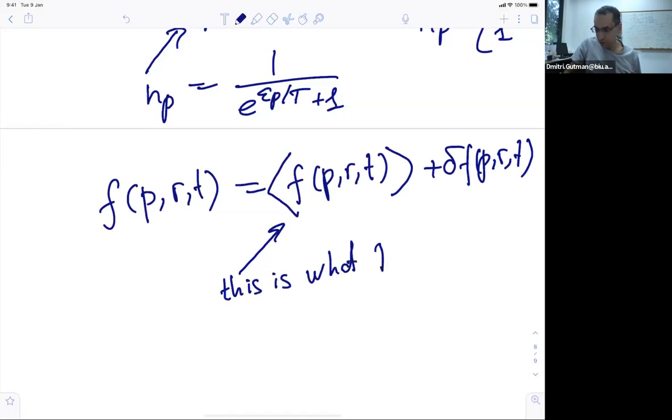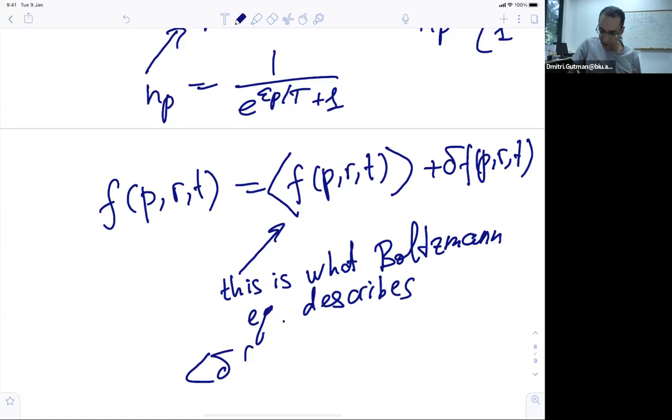This is what the Boltzmann equation describes. And delta F is something that by construction drops if we average the equation over time. So we need to lift ourselves towards a more microscopic theory. We need to guess, essentially, what should be the equation for a density of electrons in the phase space if we allow for its fluctuations.